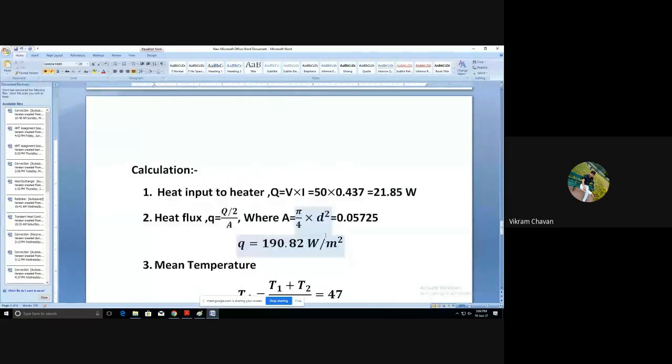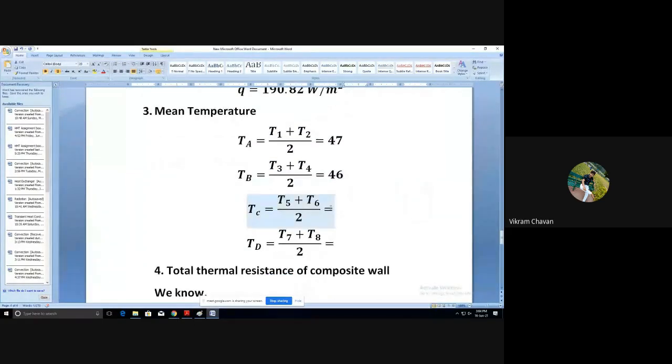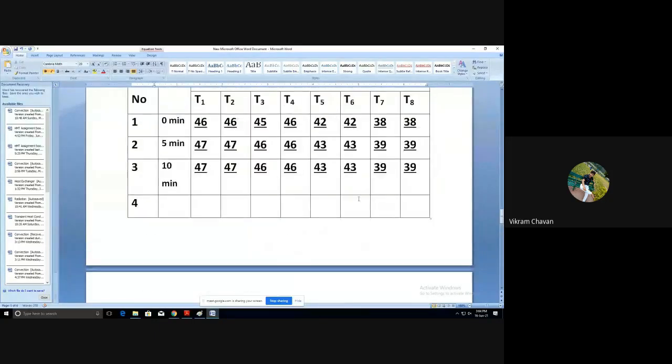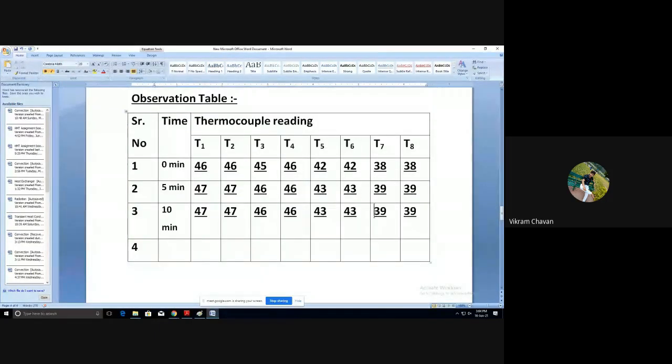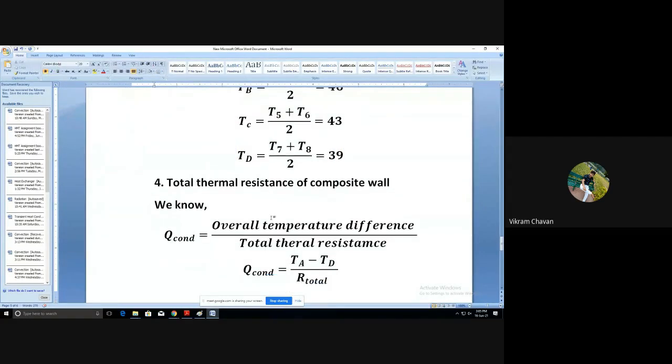Then T5 plus T6. T5 is 43, T6 also 43, so the average will be 43 only. And T7 and T8 in the final reading are 39, so the average will be 39 only. Okay, 39. Now we have to calculate the total thermal resistance of a composite wall.